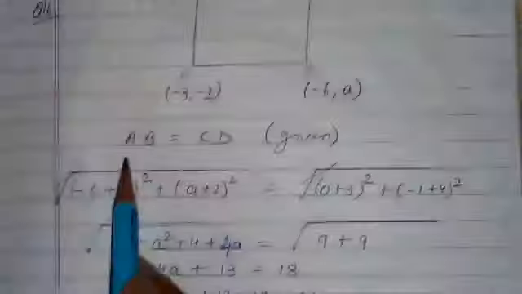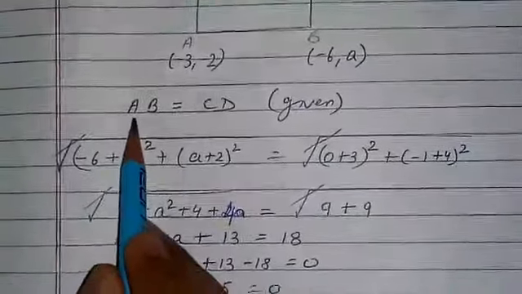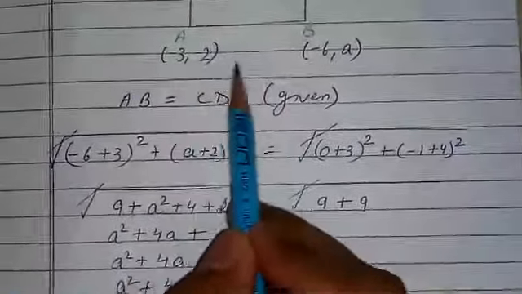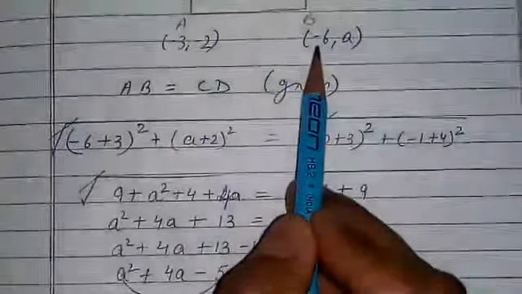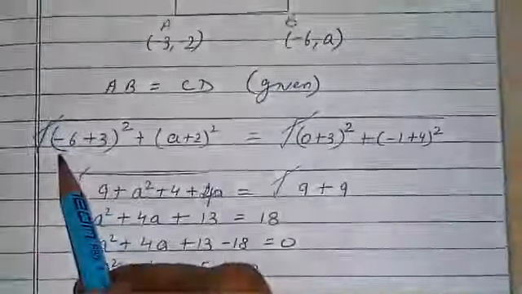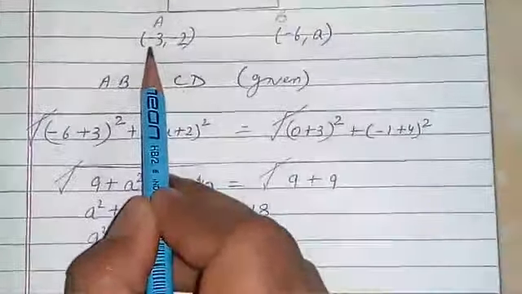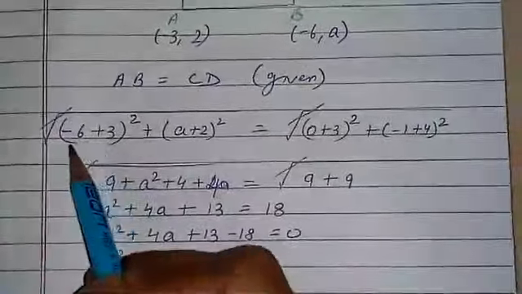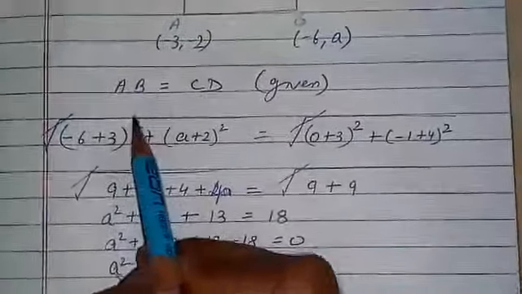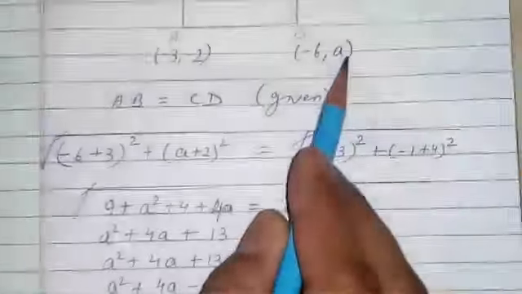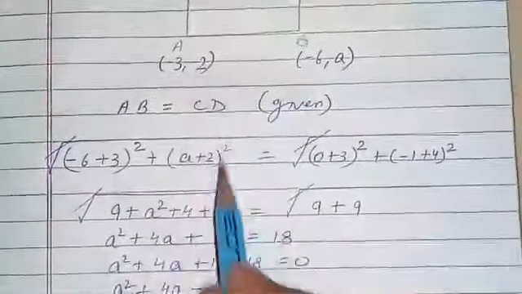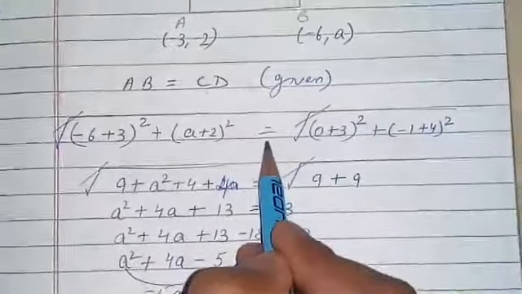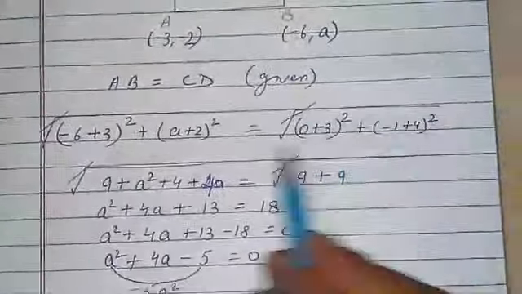Now what is the condition given to you? That is AB is equal to CD. Children, you know how to find AB using the distance formula. According to the distance formula, x2, that is minus 6, minus x1, that is minus 3, and minus minus will make it positive. So it will become minus 6 plus 3 whole square plus y2, which is minus minus 2, will make it plus 2 whole square. That is, the value of AB is equal to under root CD.